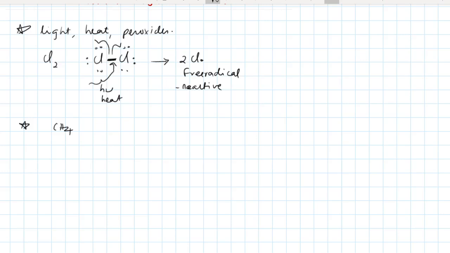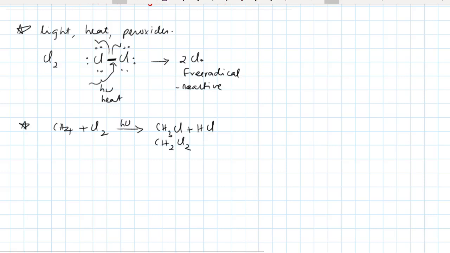For example, you have studied in 11th standard, if you take methane and treat it with chlorine in the presence of light, each hydrogen will be replaced successively to form the various compounds. The next compound will be formed like this, then the next compound, and so on. So successively one hydrogen from methane will be replaced like this.